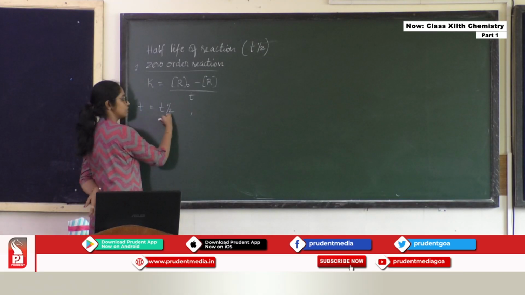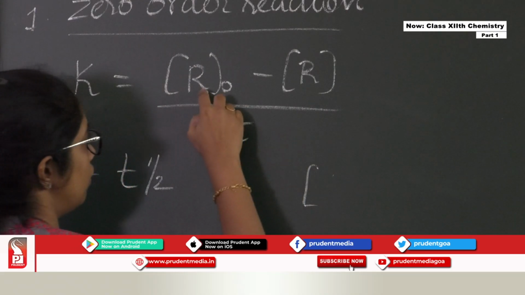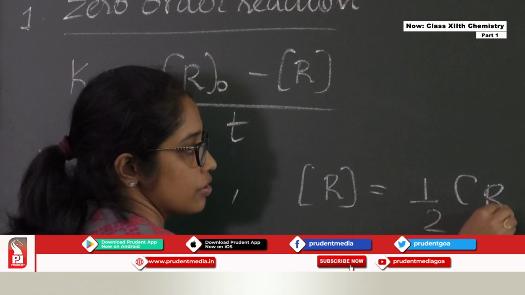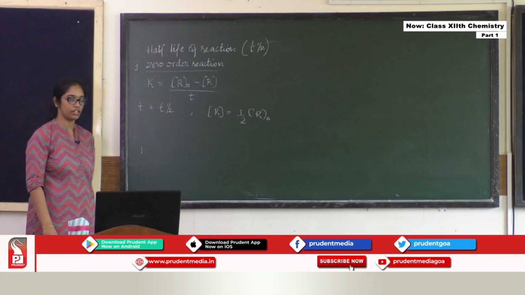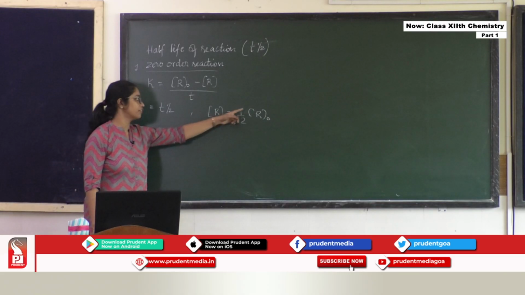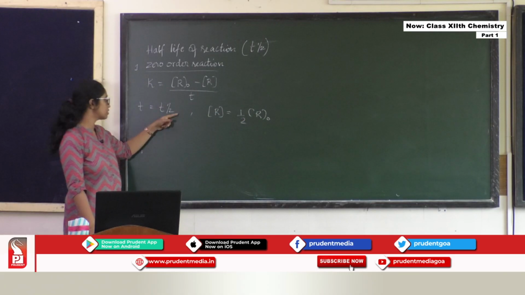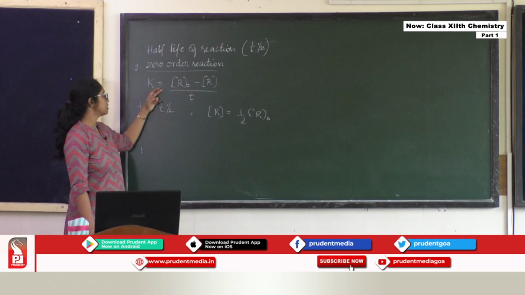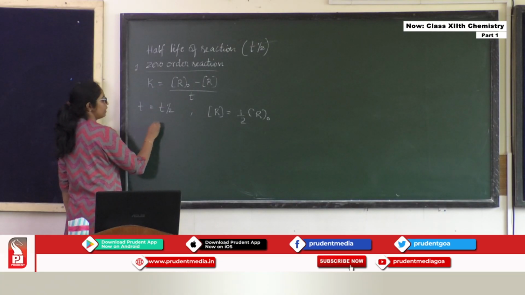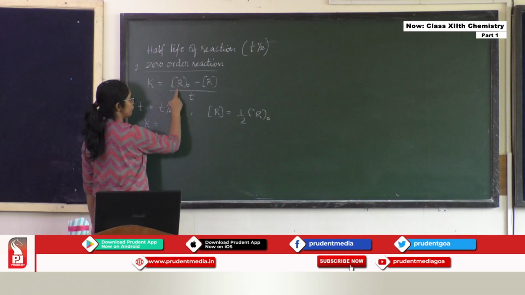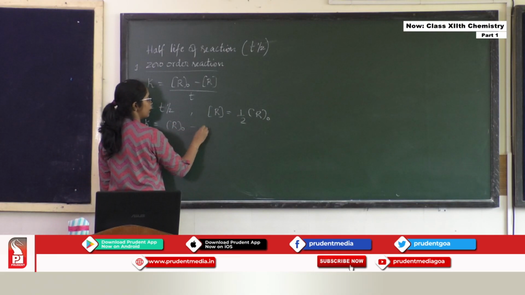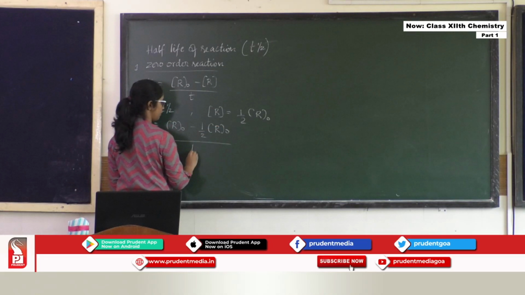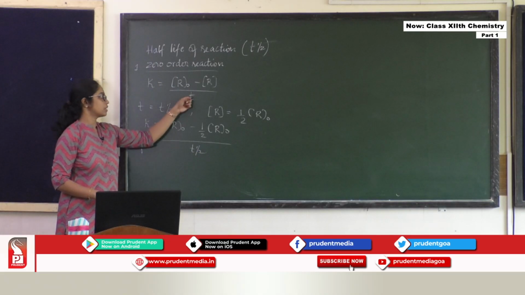So in that case, when T is T half, the final concentration R should be equal to half the initial concentration, because that is the definition of half-life. The final concentration, when it is half the initial concentration, that time taken is known as T half. So when T is T half, R is equal to half of R naught. Now we are going to substitute these values in the above equation, and we find that K will be equal to, instead of R, we are going to write half of R naught, divided by T half. T is substituted as T half.